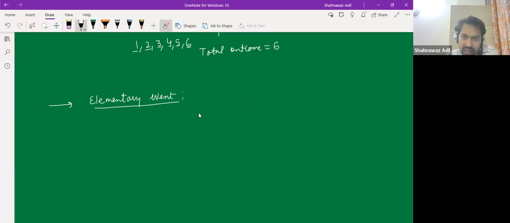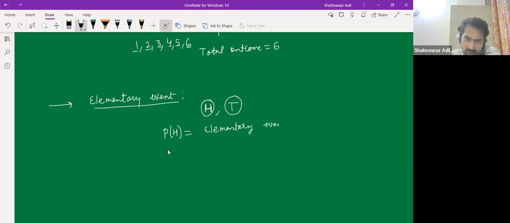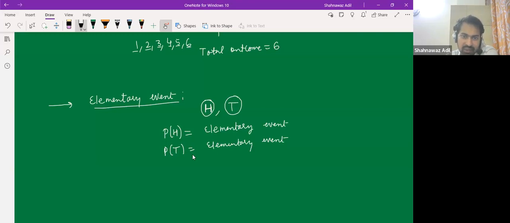Let's say if I toss a coin, and then it is coming heads or tails. So I can get head, this is one kind, and then I can get tails, so this is another kind. So the probability of getting head is called an elementary event, or the probability of getting tails, this is also elementary. So these are one-of-a-kind events, right?